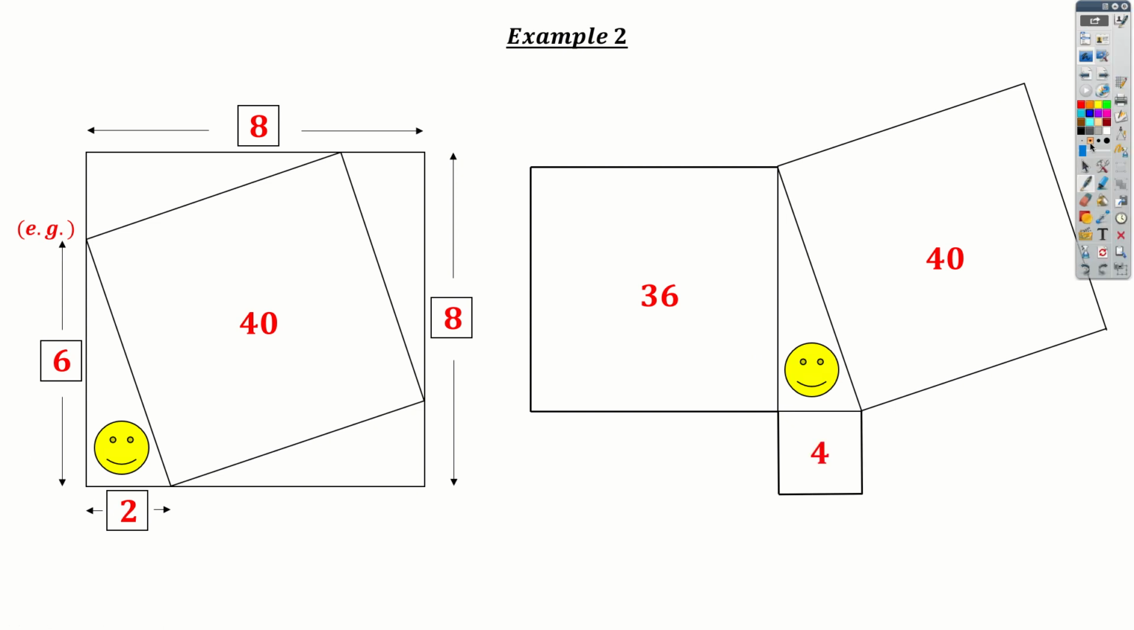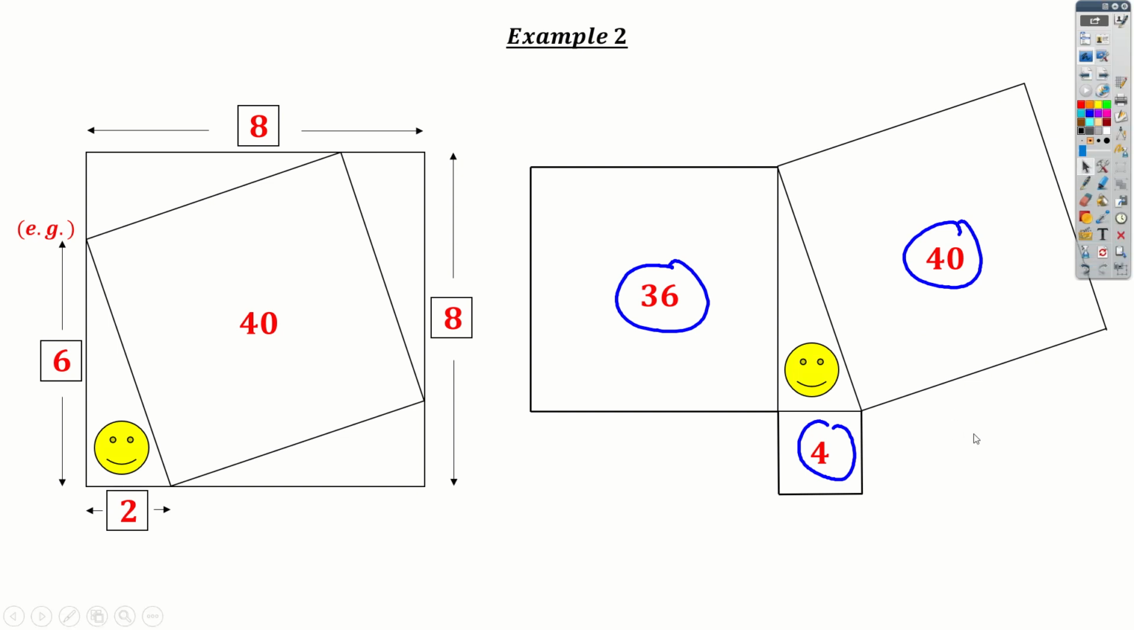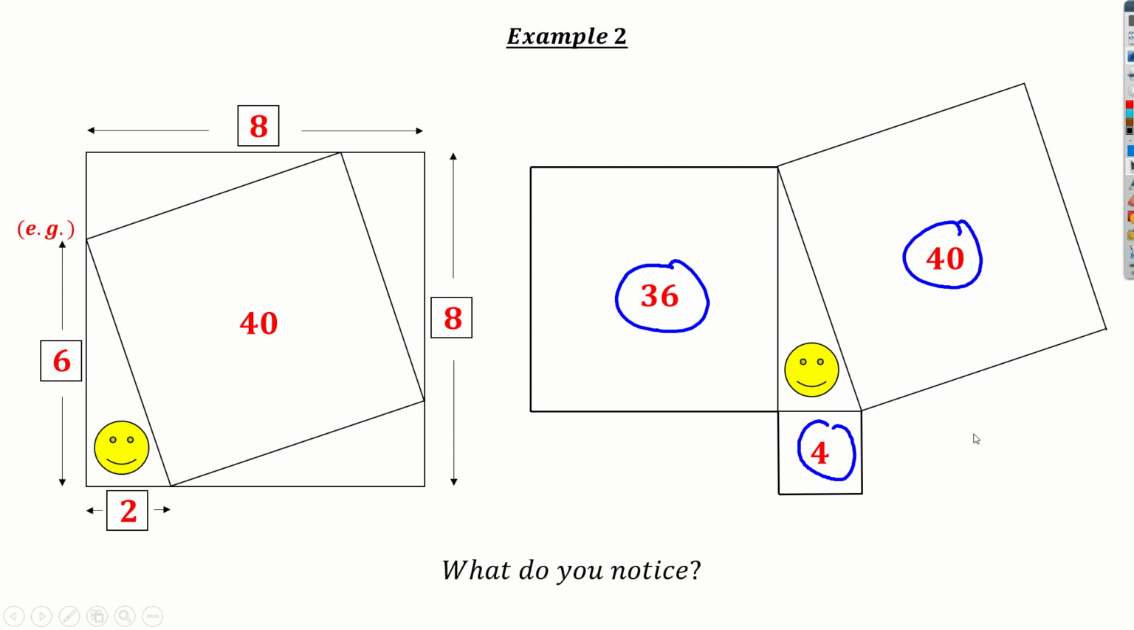Hopefully now with these easier numbers, you can see the link. How do we link these 3 areas together? Take a moment, write it down as a sentence. And hopefully you've spotted that the 2 small squares always add up to the big square. So that's one thing that you can write down. So for this triangle at least, and the one before it, 36 plus 4 equals 40. So the 3 areas, the 2 small ones add up to the big one.